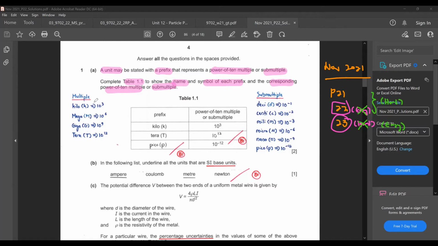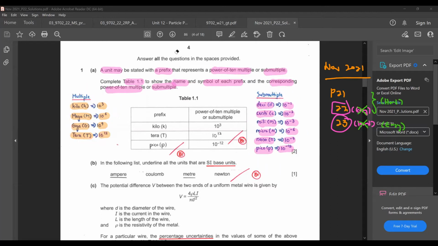So by now you should know that kilo is 10 power 3, mega is 10 power 6, giga is 10 power 9, tera is 10 power 12. So if you go to submultiple, deci is 10 power minus 1, centi is 10 power minus 2, milli is 10 power minus 3, micro is 10 power minus 6, nano is 10 power minus 9, pico is 10 power minus 12. So all these values you need to know before you sit for your exam.